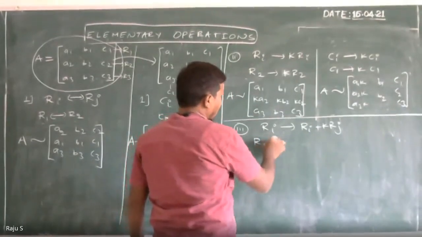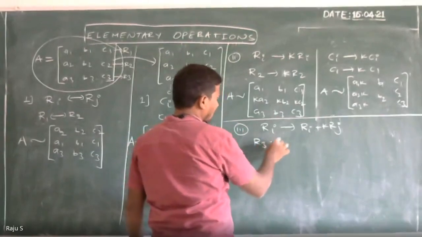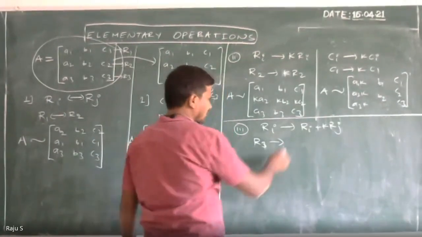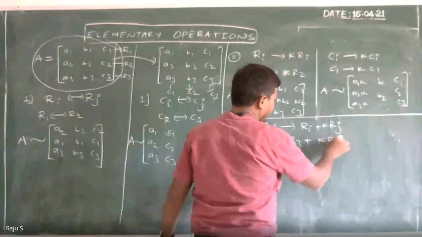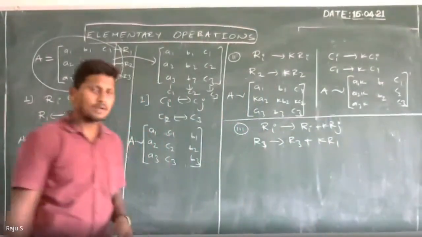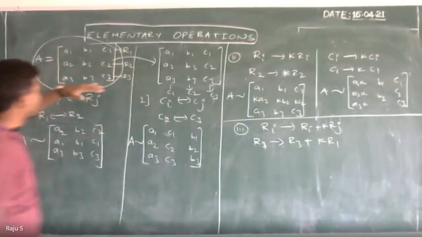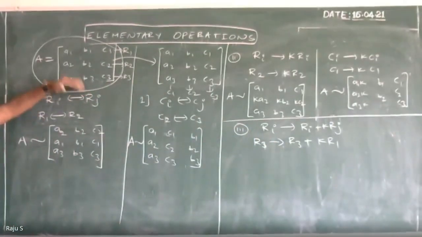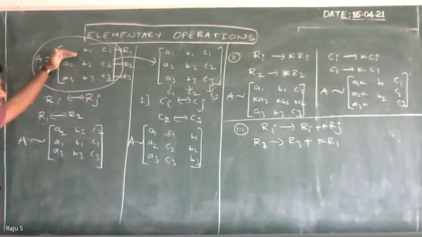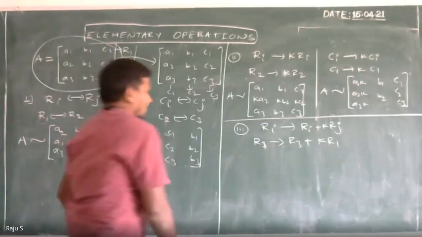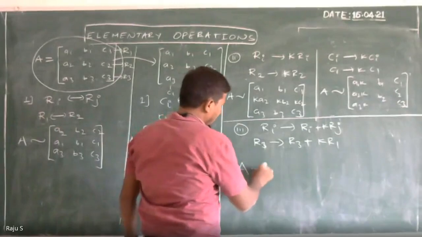Okay, R3 becomes R3 plus K R1. What I have done for this third row is add the first row multiplied by K.